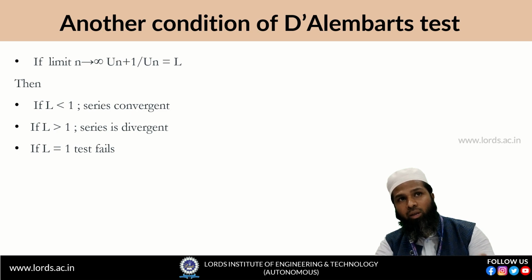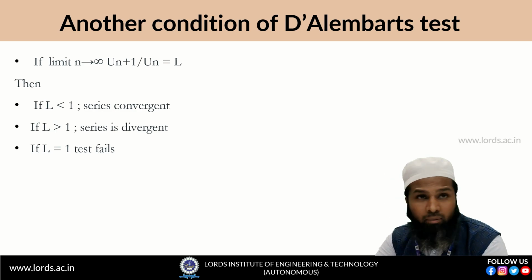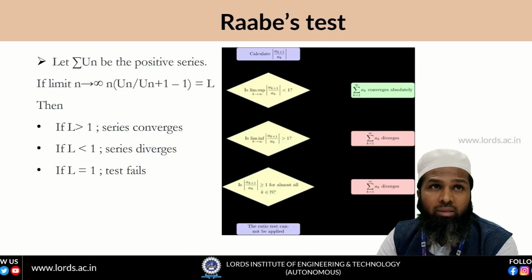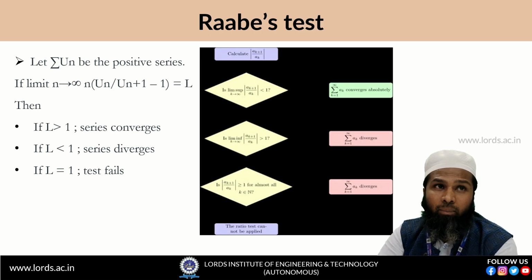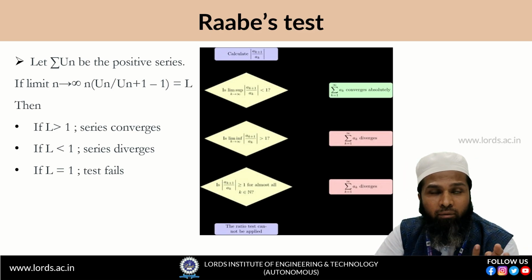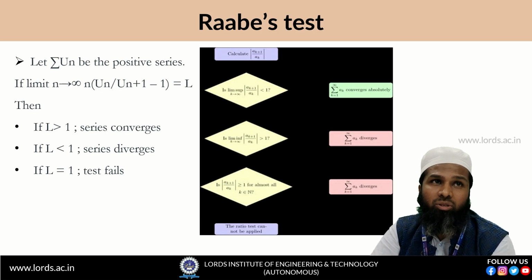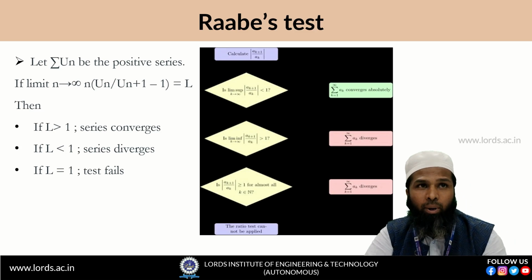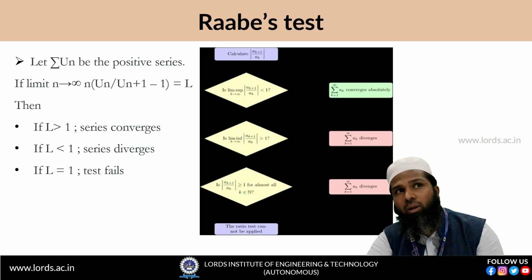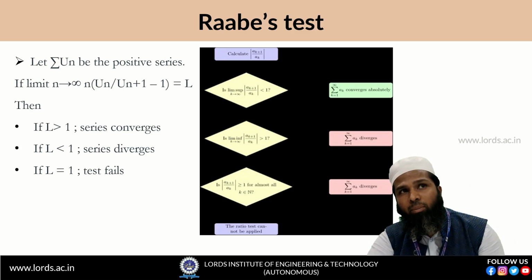So the condition is applicable according to the formula we choose, limit n tends to infinity, un by un plus 1 or un plus 1 by un. Let us take one example so you can understand. And just now I told you, what do we have to do if the ratio test fails? If the ratio test fails, one can go for Raabe's test. At that particular point, you can apply Raabe's test.